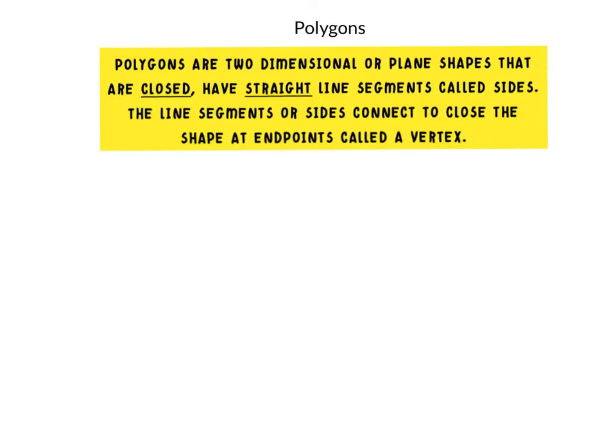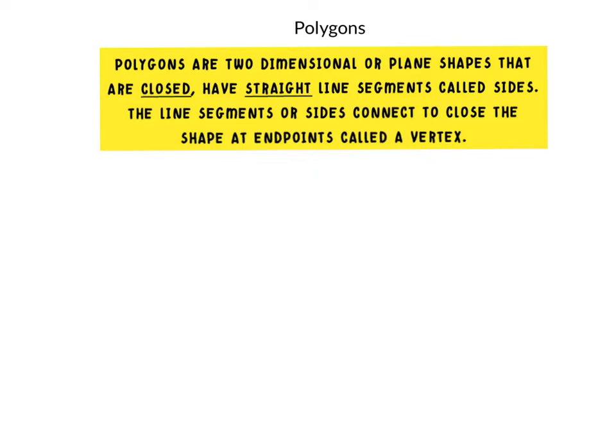So now that we've seen more of how we can use a hierarchy to classify things by their attributes, let's talk about polygons. First, we've got to figure out, what is a polygon? Polygons are two-dimensional or plane shapes that are closed and have straight line segments that are called sides.